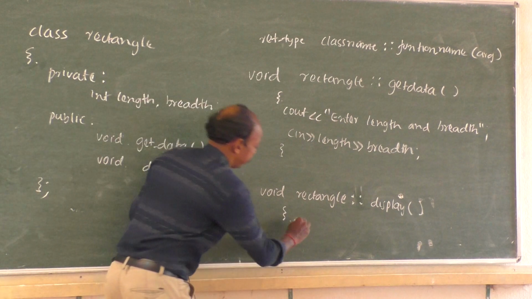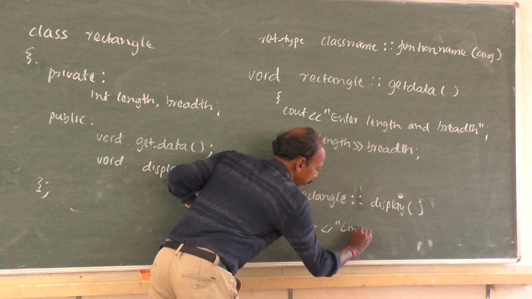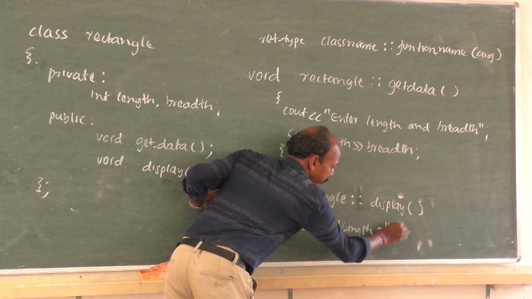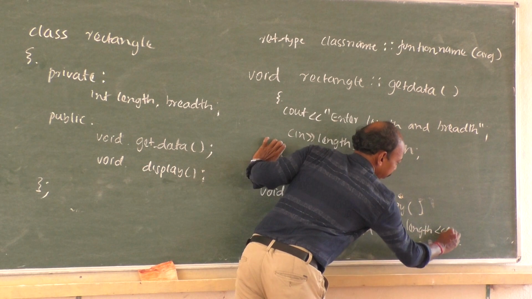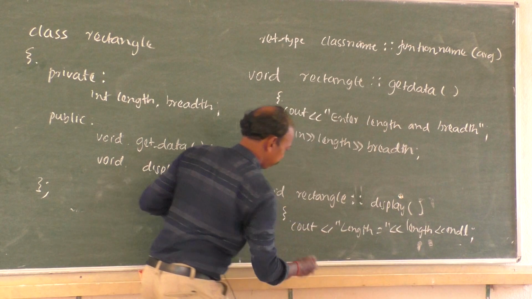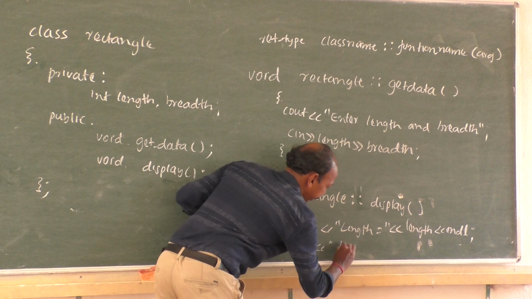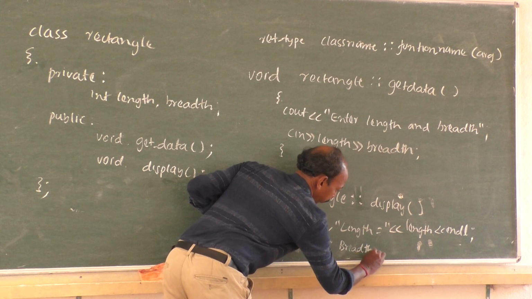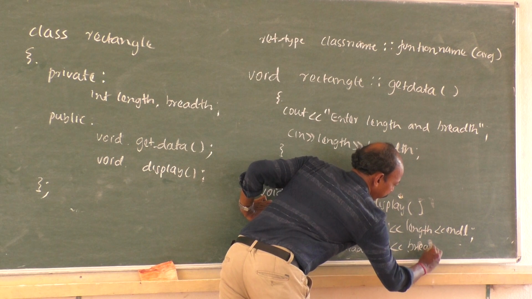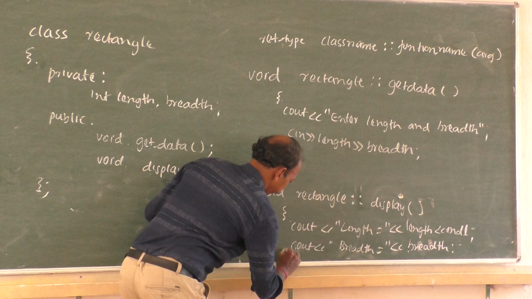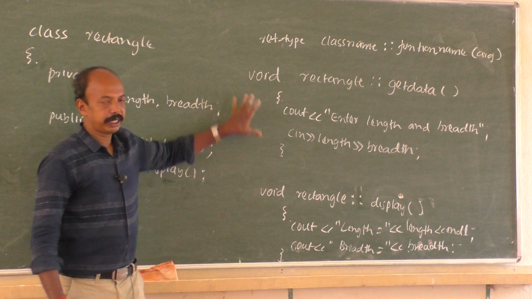Just display the value. Cout length is equal to length, end of line, semicolon, cout breadth, write the variable, semicolon, close it. So we have written both the functions outside the class.